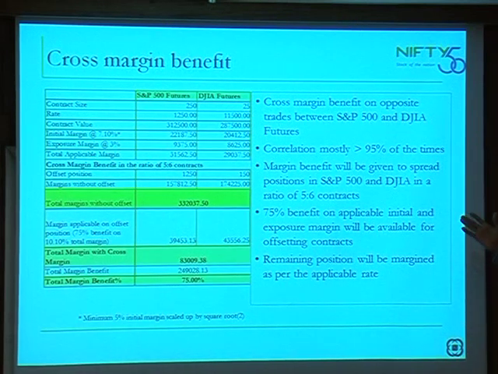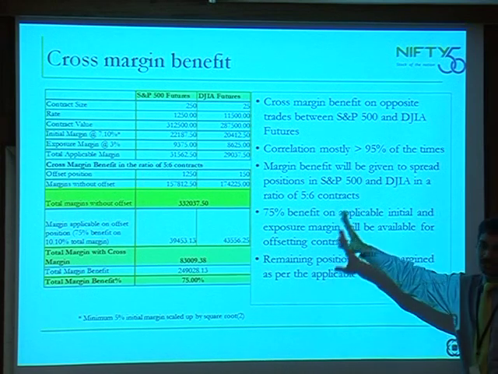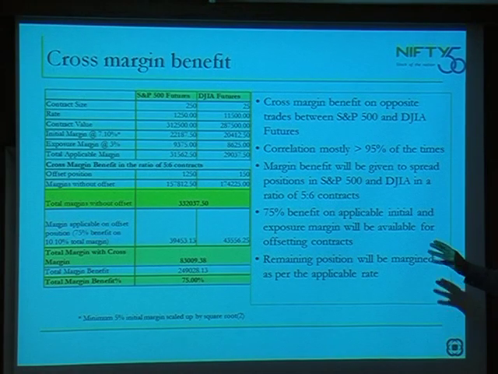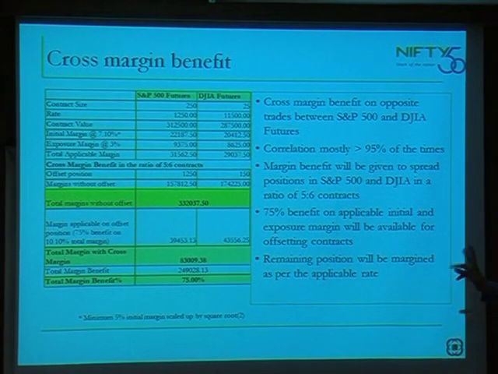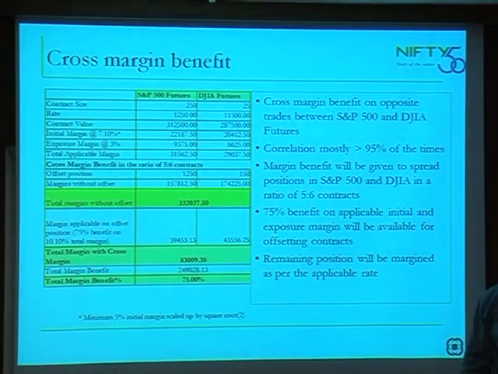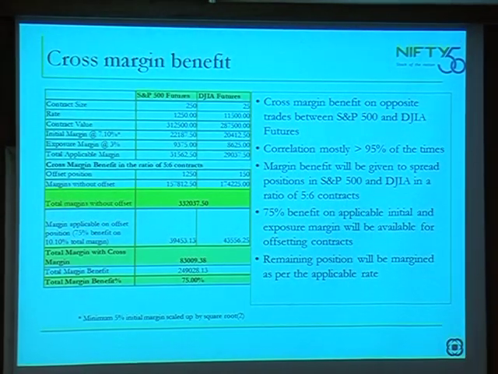Now in this example, I have taken 5 contracts and 6 contracts, as the ratio will apply. Your normal margin total without offset would come to around 3 lakhs. But if you take the 75% benefit, it will come to around 80,000 rupees, which is a huge saving. And this is possible because of their very close correlation.